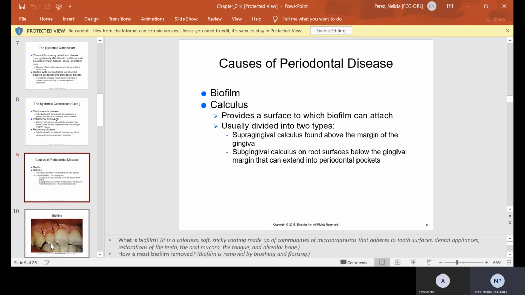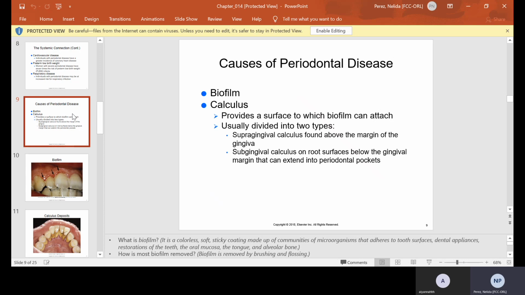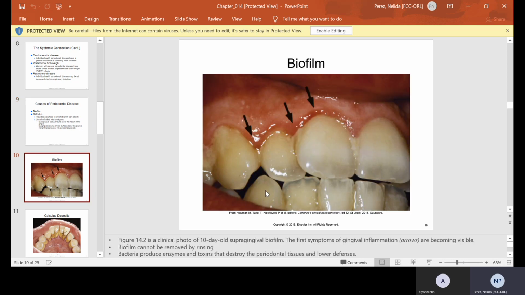Calculus provides a surface to which biofilm can attach, and is usually divided into two types. You have your supragingival calculus, found above the margin of the gingiva. Subgingival calculus on root surfaces is below the gingival margin and can extend into periodontal pockets. So here's your biofilm. That's that white, colorless, soft, sticky coating that we talked about. It's over here, and then it just starts building up.